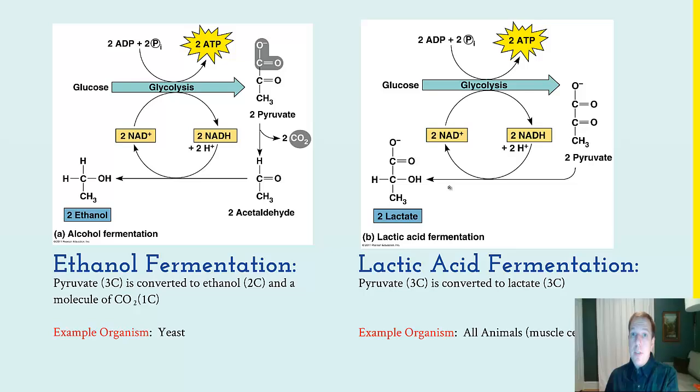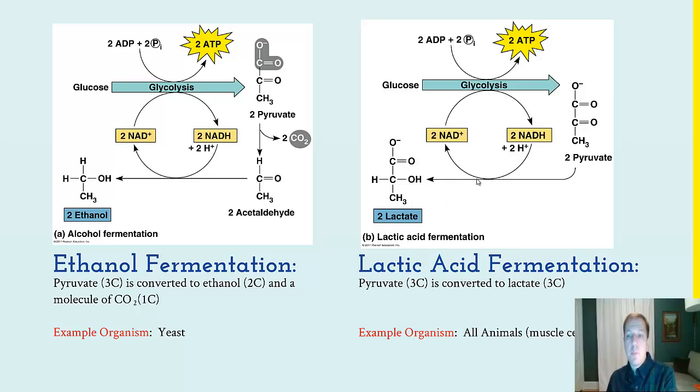Now, in humans and animals, particularly in muscle cells, we don't see ethanol fermentation, but instead we see lactic acid fermentation. Here, the purpose is the same. We have NADH, which needs to be converted back into NAD+ in order for glycolysis to continue and ATP production to be able to continue going on, even if there's a lack of oxygen. So in order to reset that NAD+, the pyruvate is going to accept the electrons from the NADH, and in the process, pyruvate will be converted into lactate.